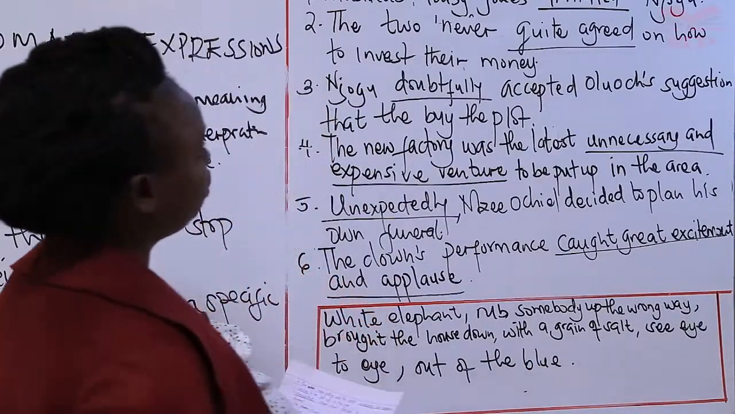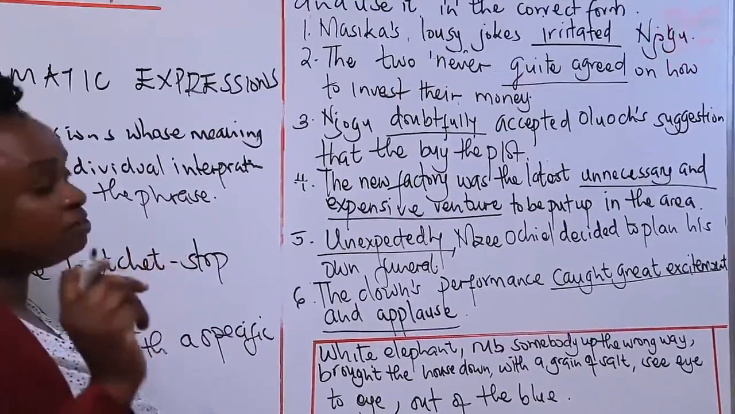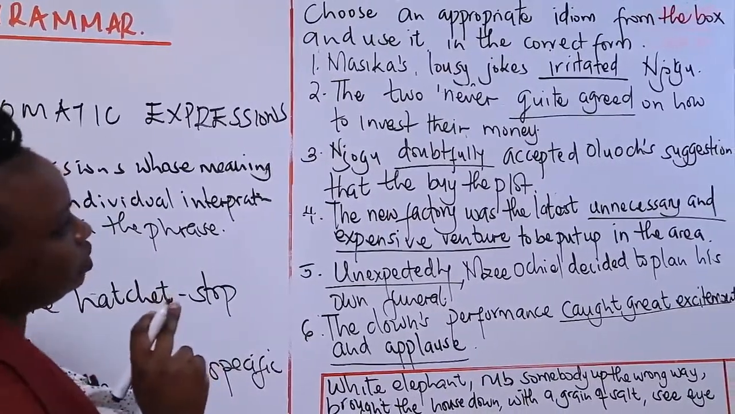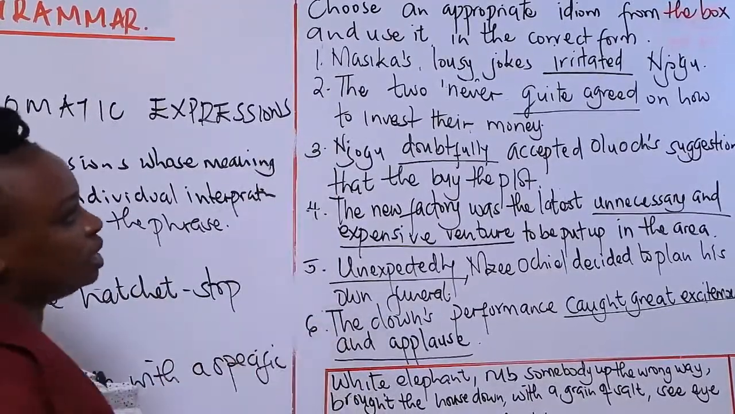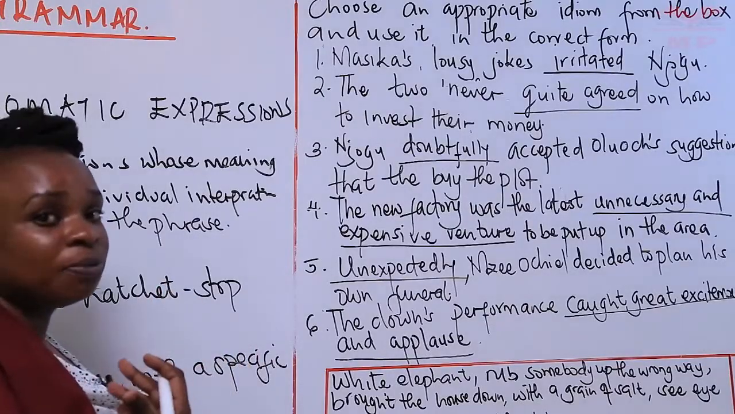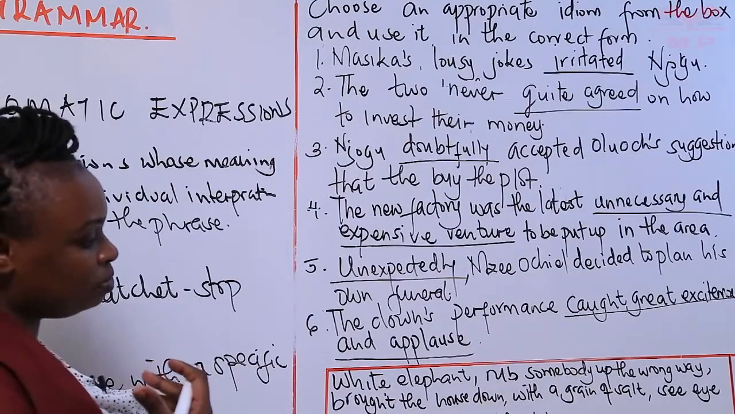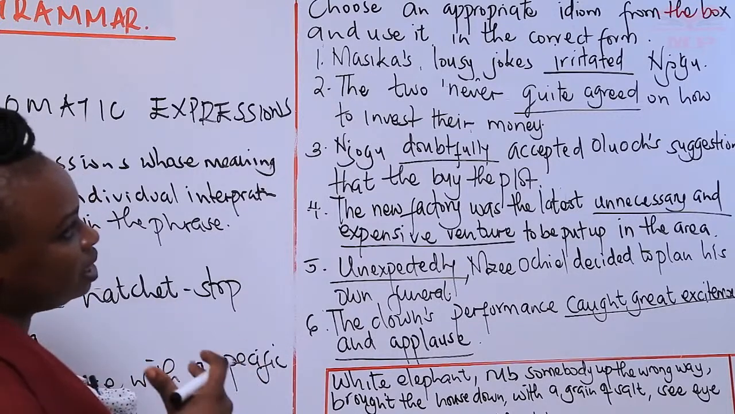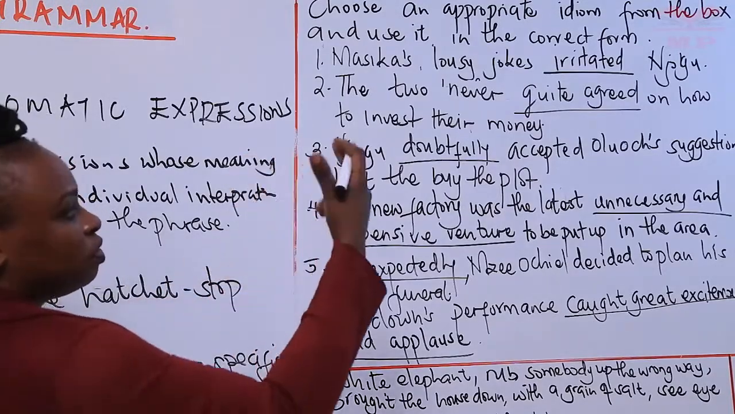Okay, so in the exercise, choose an appropriate idiom from the box and use it in the correct form. You're replacing the underlined words, all right? The 2 for question 1, Masika's lousy jokes irritated Njogu. So you choose one to replace the word irritated, okay? And then you use it in the correct form. For example, in example 1, Masika's lousy jokes irritated Njogu. The answer would be rub somebody up the wrong way. So Masika's lousy jokes rubbed Njogu up the wrong way. So you're supposed to use it in the correct form.